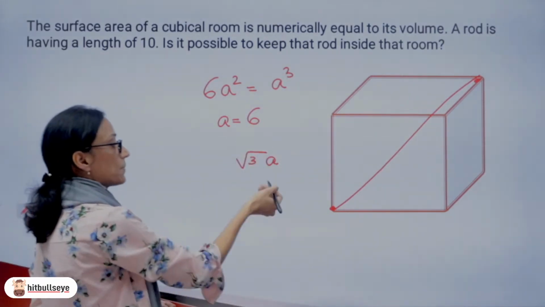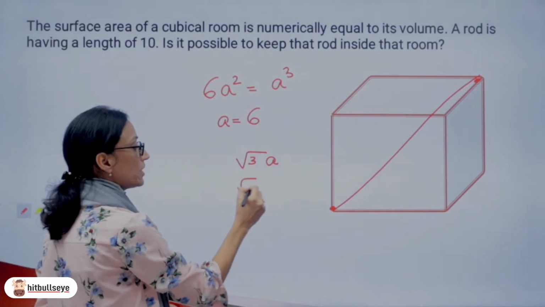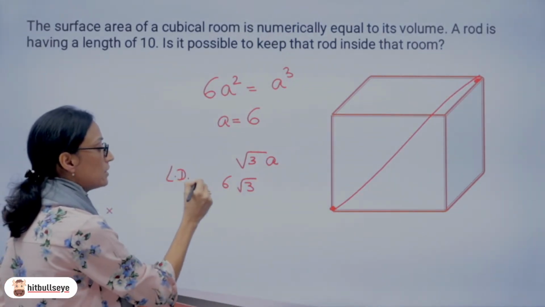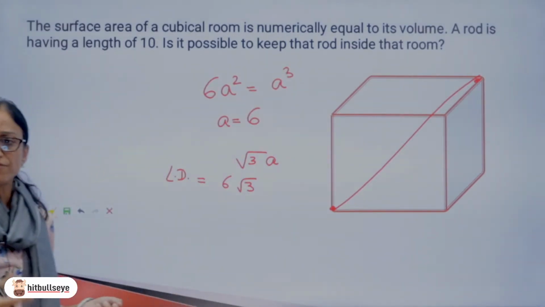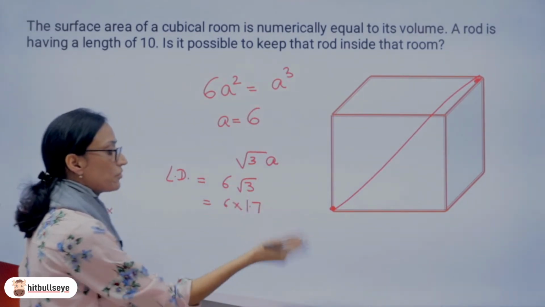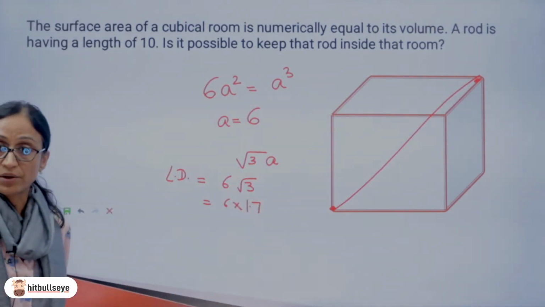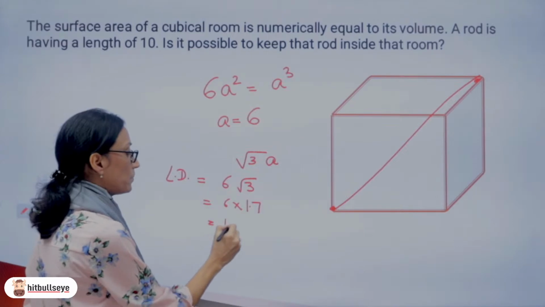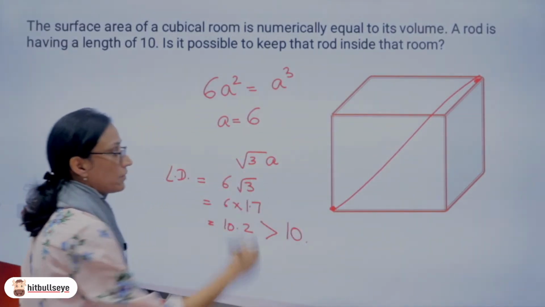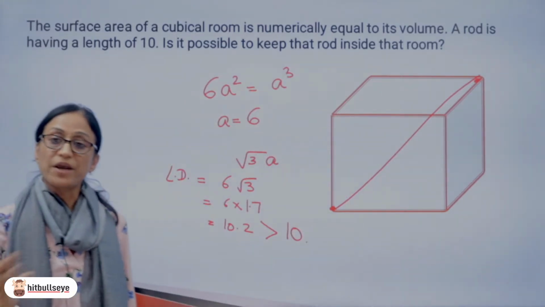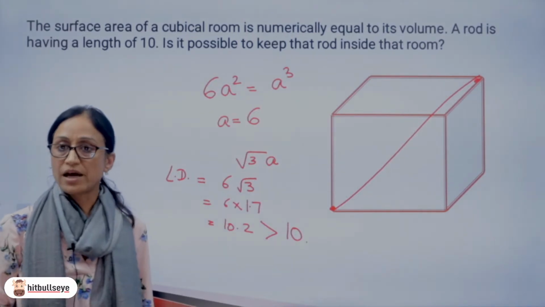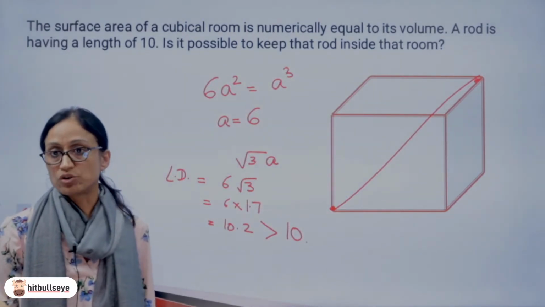So if I just substitute A here, it's √3 times 6, which is the longest diagonal that we have. Roughly, what is this value? 6 multiplied by 1.732, so we are taking it as roughly 1.7, which is 10.2 units. And of course, it is more than 10. That means the space which is available to me, that is the longest diagonal, is more than the rod that you are trying to place.